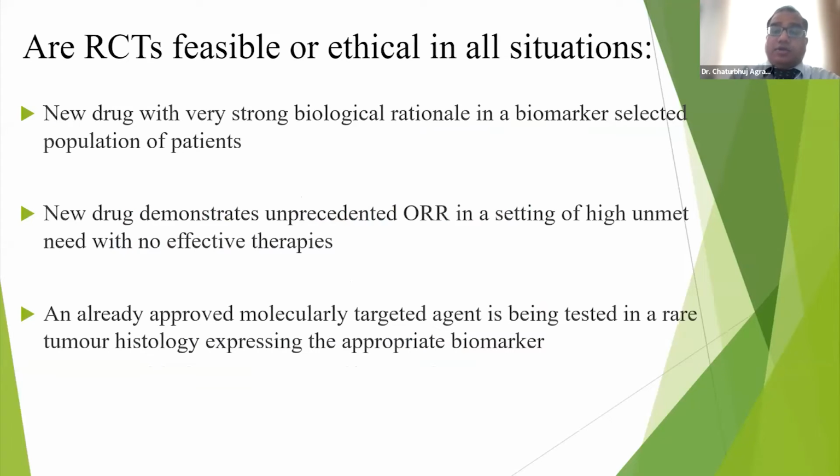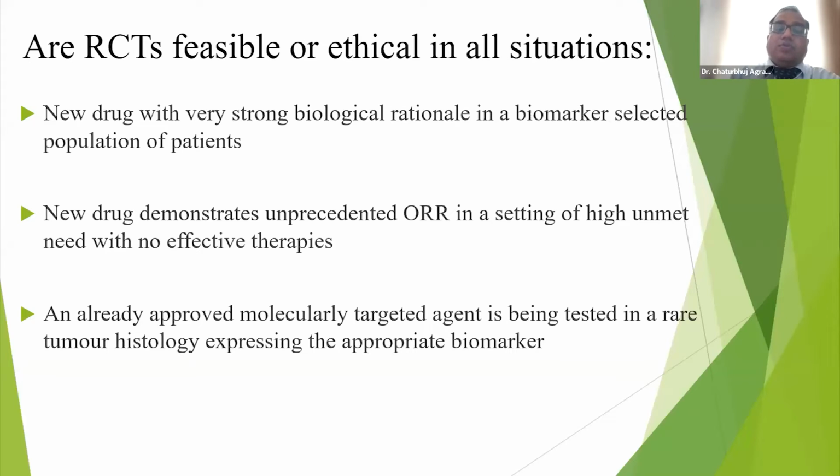So there are certain tumors where there is high unmet need and there is no other effective treatment. And if the newer drug has demonstrated an unprecedented overall response rate, like I will be explaining the role of Vismodegib, it has shown unprecedented overall response rate. So in those settings, it's very much unfeasible to do an RCT.